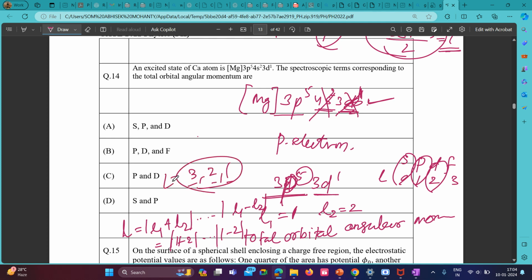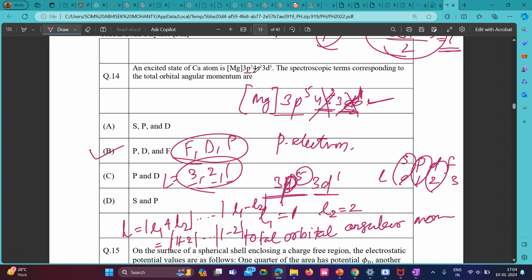These are the L values, capital L values. For L equal to 3, it is F, right? For 2 it is D, for 1 it is P. So P, D, F, these three. P, D, F. Option B. You get it? P, D, F, that means option B. Yeah, this should be your answer.